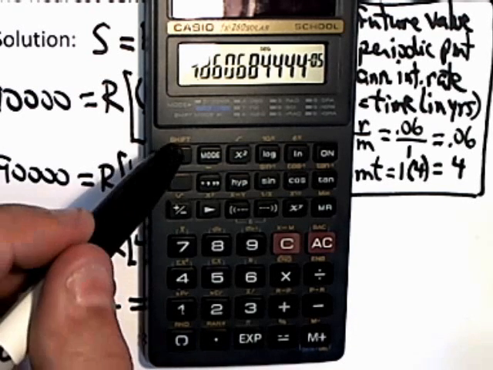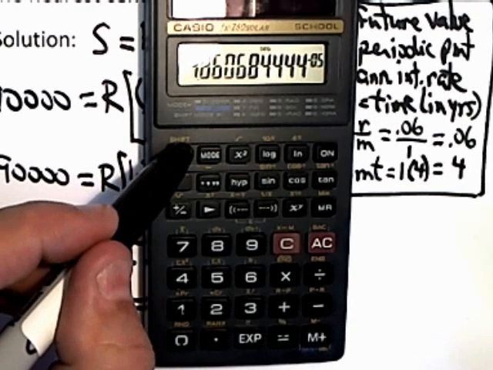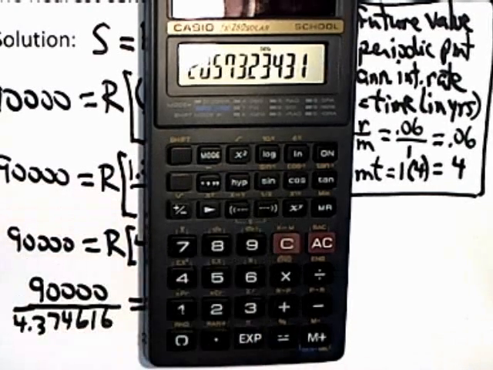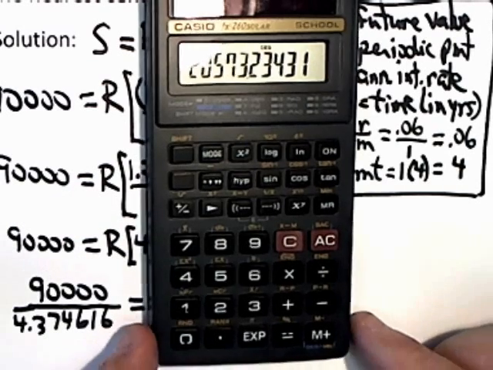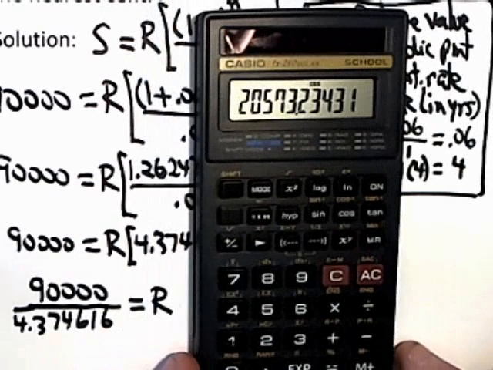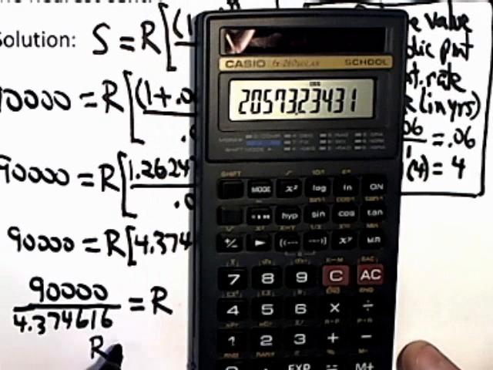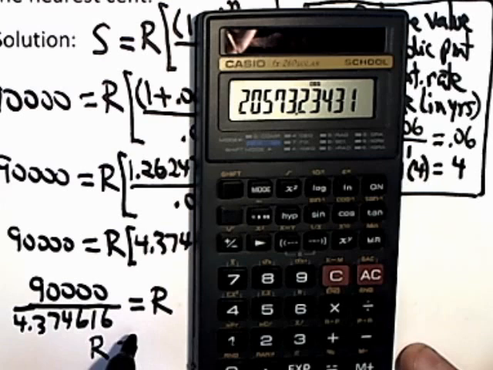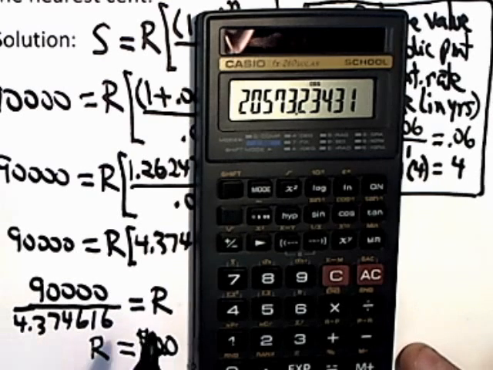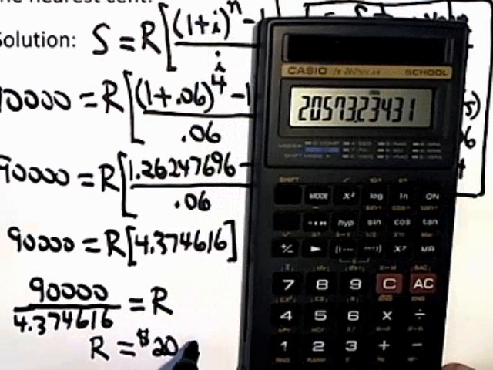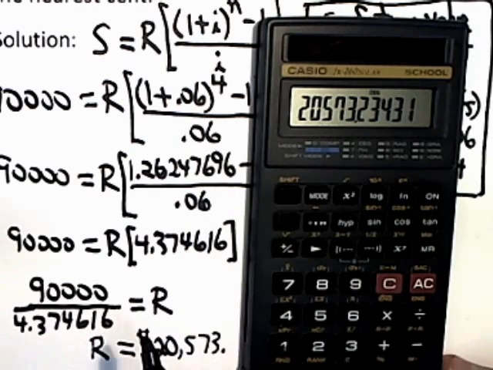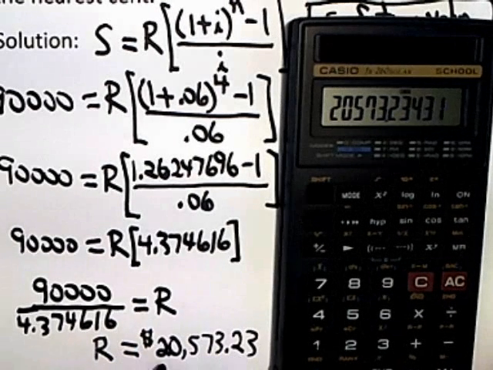So that's the way I like to do it. I just divide upside down and then use the 1 over x key to flip it. So that now is R. So the periodic payment is actually $20,573.23.